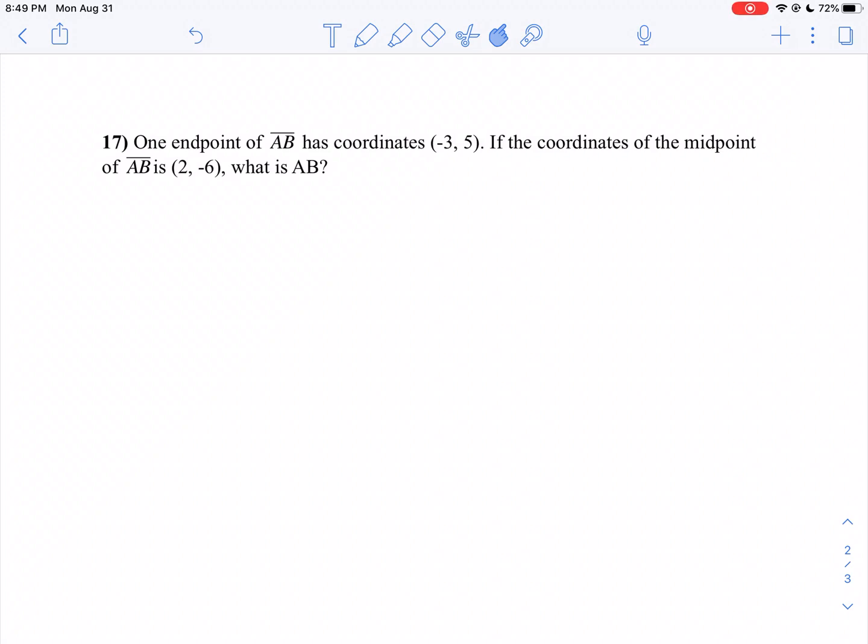Now in problem 17, we have one endpoint. We're given one endpoint of AB has the coordinates negative 3, 5. The coordinate of the midpoint is 2, negative 6. I need to find the distance from A to B. Well, you can't find the distance from A to B until you find point B.